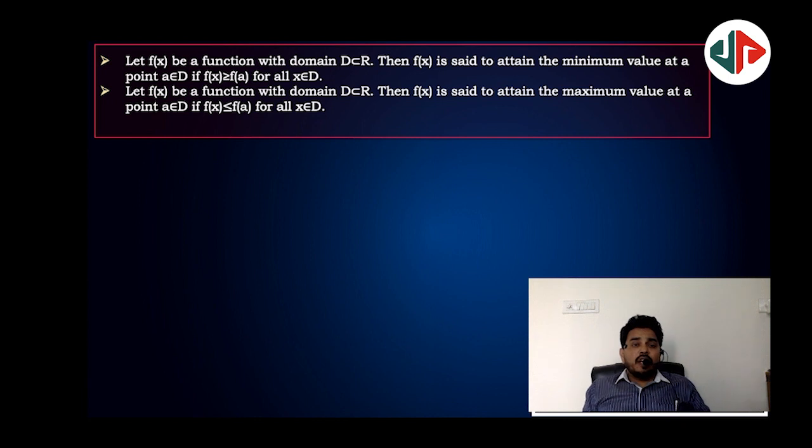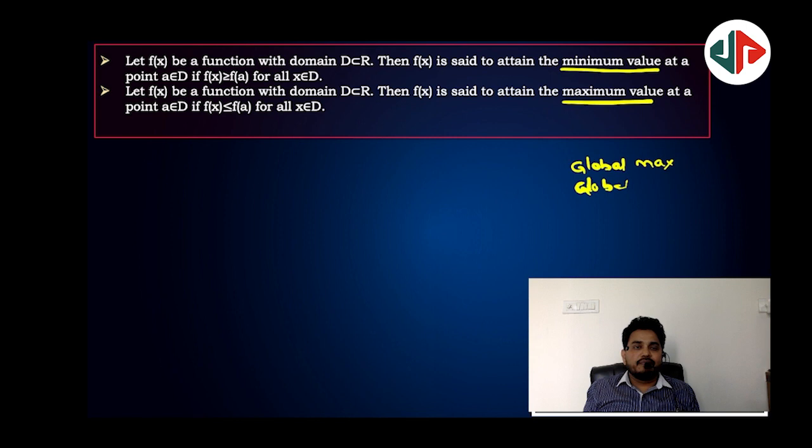Now, what about this maxima, minima? Again, here there are the things global maxima, global minima. So this is the global minima, global maxima we are talking about. For example, x belongs to the domain, and for all values of x, f of x is greater than or equal to a particular value f of a. Then what happened? f of a will become the minimum of the function.